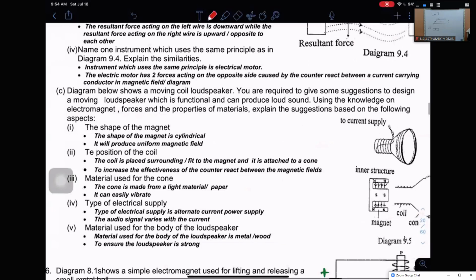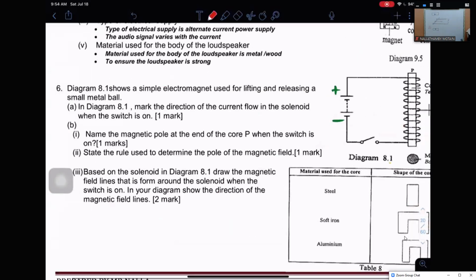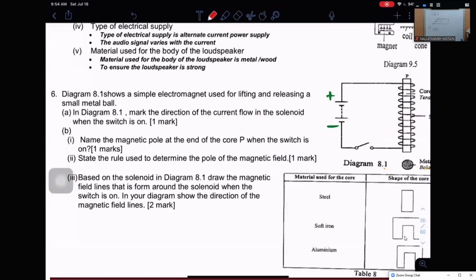Number 5 completely, no need to go through. We come to question number 6. Diagram 8.1 shows a simple electromagnet used for lifting and releasing a small metal ball. In diagram 8.1, mark the direction of the current flow in the solenoid when the switch is on. They give the diagram, then they ask the students to draw the direction of the current.